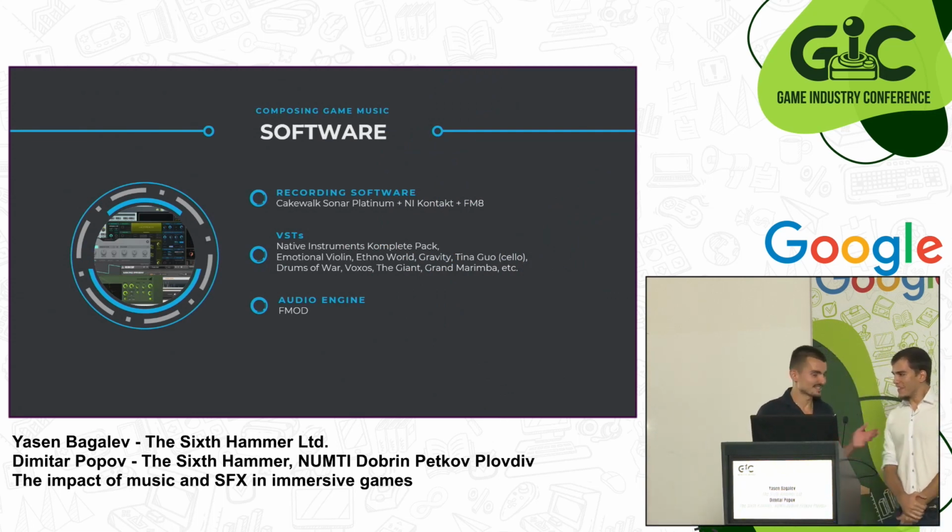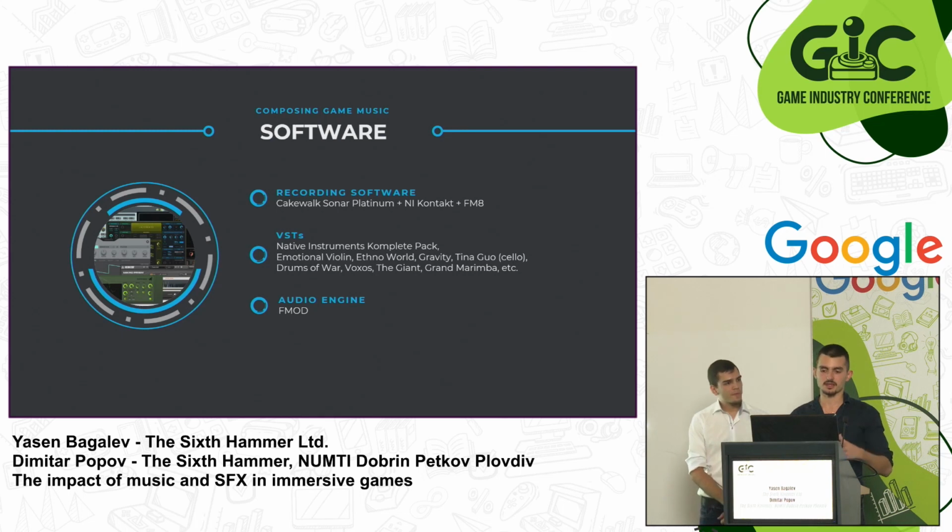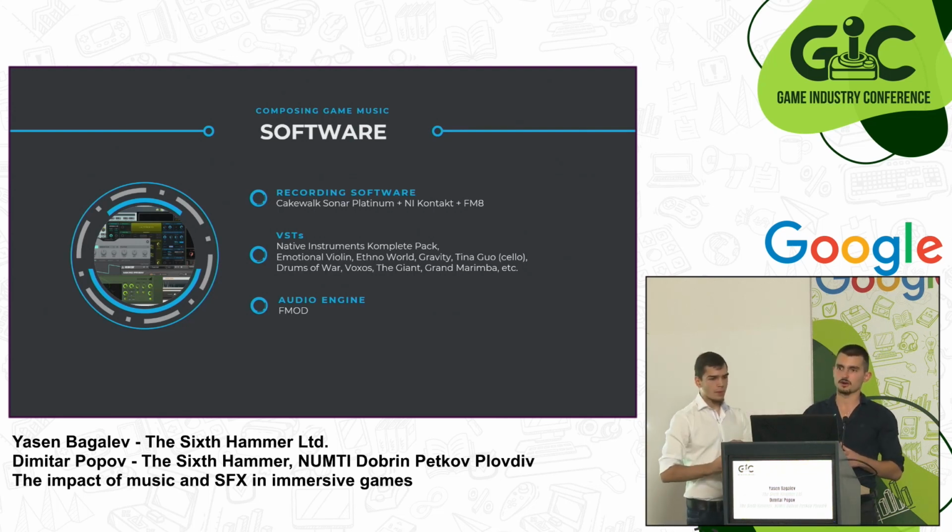Thank you for the insights on the sound effects. And here you can see the software that we used for the audio of Moorlander. So we recorded the music with Cakewalk, Sonar Platinum, and popular libraries like the Contact and FM8 libraries. Also, we have listed here some of our favorite VSTs and VST packs. So you should definitely check them out.